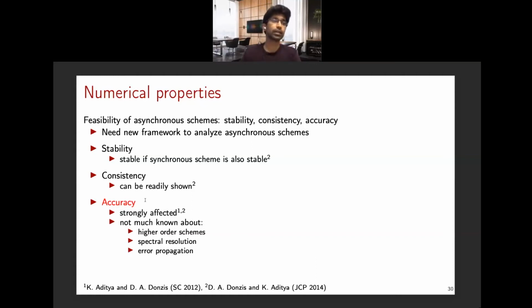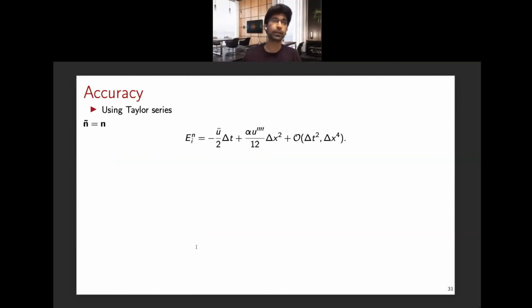And we want to understand, can we go to higher order? What is the spectral accuracy of these schemes? How will the error propagate in time and space? So these are some things that we want to understand. So now for that, we use the simple Taylor series expansion and obtain what is called the truncation error. Truncation error is the difference between the actual PDE minus the finite difference equation using the Taylor series. And this is the truncation error that we obtain at a grid point i and a time level n.